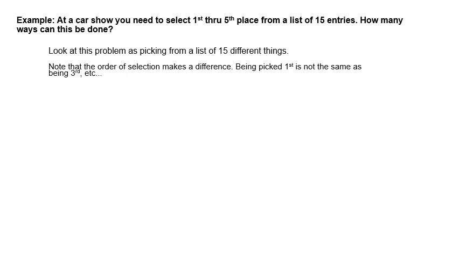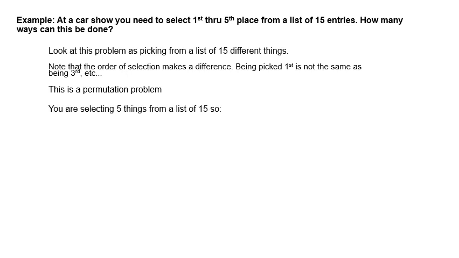Note that the order of selection makes a difference. Being picked for first is not the same as being picked for third. Thus, this is a permutation problem. You're selecting 5 things from a list of 15. So here's our notation for that: 15 pick 5. When you use your calculator, you should get an answer of 360,360 different possible ways.